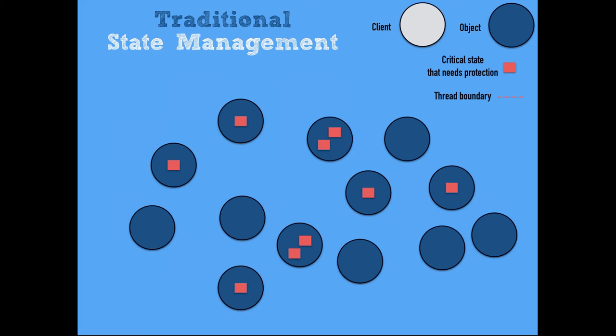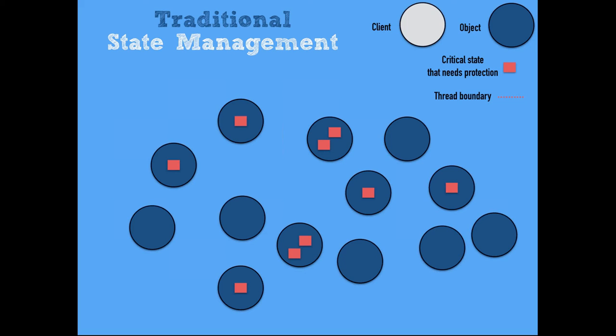So in this illustration, I'll try to illustrate traditional state management and also error management. The legend here is that the white ball, as you can see in the upper right, is a client. The blue one is an object in the system, and this red box is a critical dynamic state that needs protection, that we just cannot lose, else we can't function, can't meet our SLAs or actually provide our service. And the dotted line here is the thread boundary.